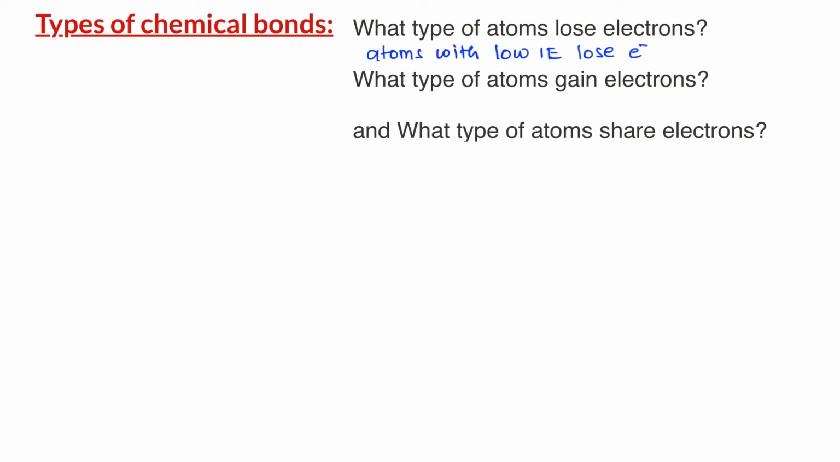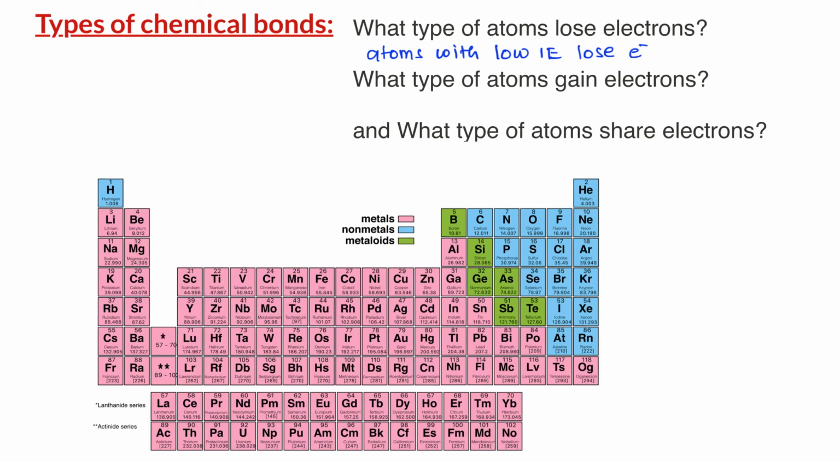Atoms with low ionization energy tend to lose electrons, and we know that the ionization energy increases from left to right and decreases from top to bottom. So, the atoms on the left hand side of the periodic table and the bottom part of the periodic table lose electrons. These are classified as metals, as you can see in the periodic table below. Next, what type of atoms gain electrons? Which periodic property do you think can answer this question?